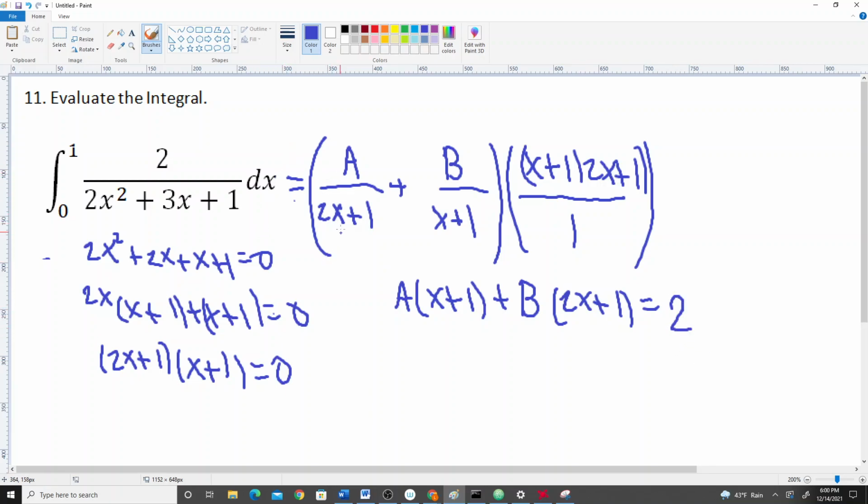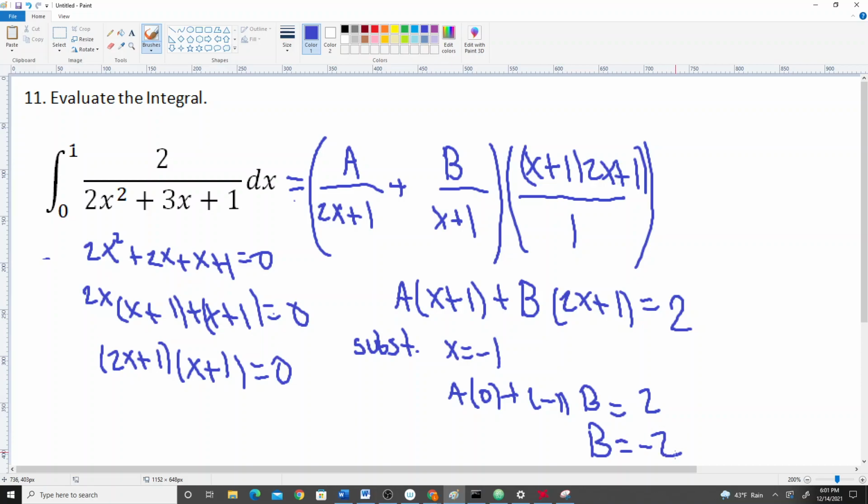Alright, so I'm going to solve for A and B using substitution. There's multiple ways to do it, but I'm picking what I think is the easiest. So x is equal to negative 1. So you have A times 0 plus B times negative 1 is equal to 2. Multiply by negative 1, and you have B is equal to negative 2.